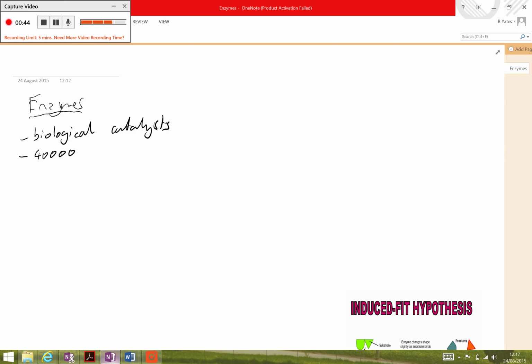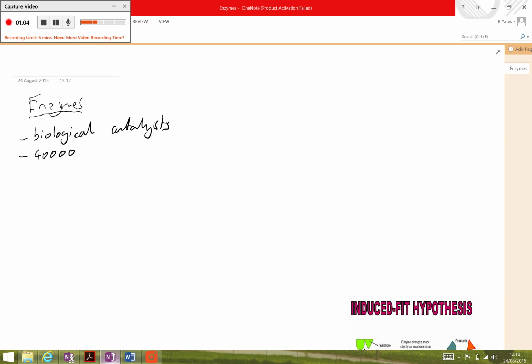Basically, all they're there for is so that these reactions can take place at normal temperature. Because as you increase the temperature, the reaction speeds up. But if we heat our bodies up too much, we'd die. So we need these enzymes in there to catalyze these reactions as quick as possible.